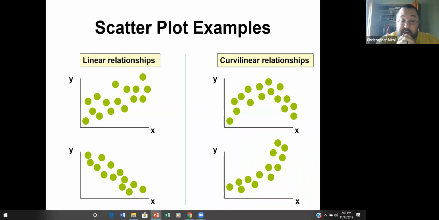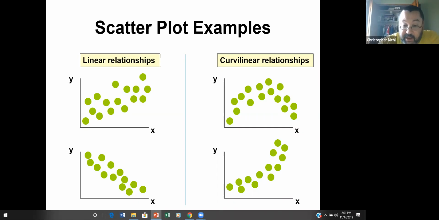A scatter plot example, this is between a y and an x, can tell you: is the linear model what you should be looking at, or is there something else going on? So we have linear relationships on the left. On the right, we have curvilinear relationships.